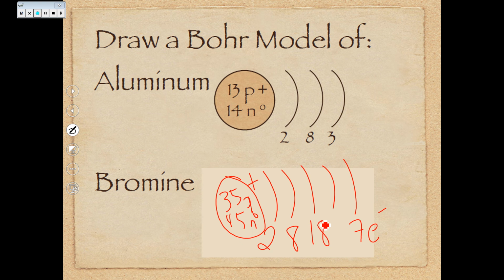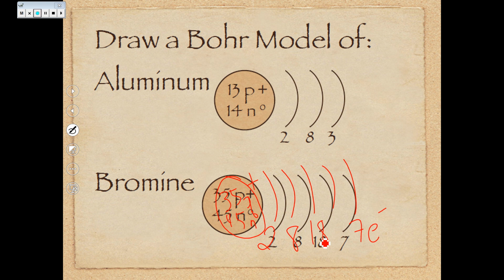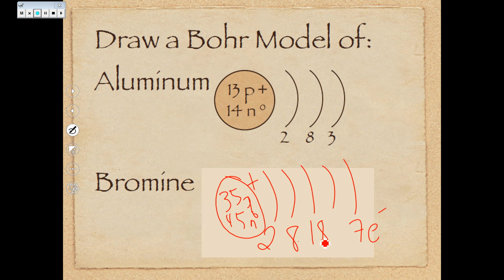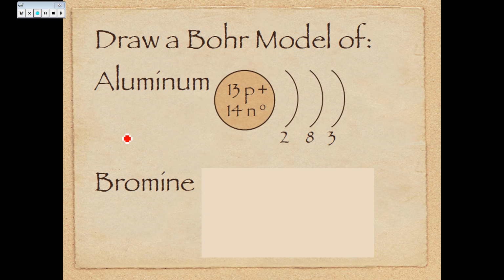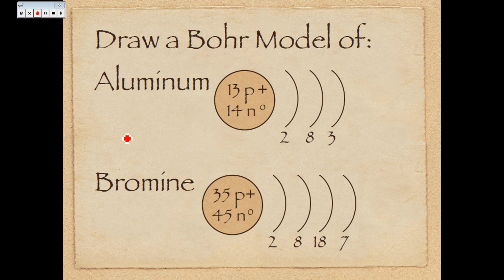I add them up. 2, 8, 18, and 7. That gives me 2 plus 8 is 10. Plus 18 is 28. Plus 7, shoot, my bad. This is what happens when you do this without a periodic table in front of you. Bromine actually only has 4 rings because bromine is in period 4. So its configuration is 2, 8, 18, and 7.